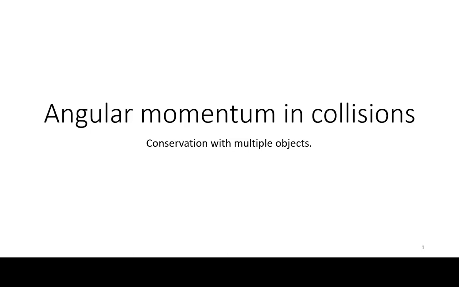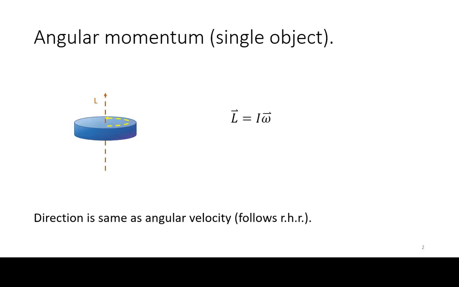We will consider the conservation of angular momentum for interacting objects. As a reminder, the angular momentum of an object is the product of its moment of inertia and its angular velocity.